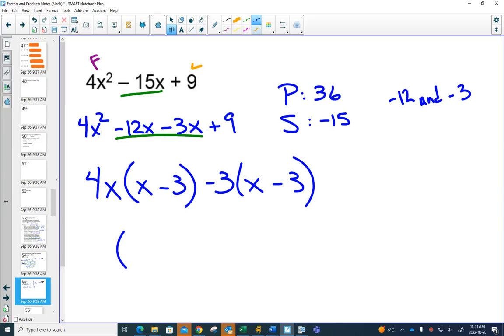And so what's in common in here and here is an x minus 3. If I take the x minus 3 out, I'd be left with 4x from the first one and minus 3 from the second one.